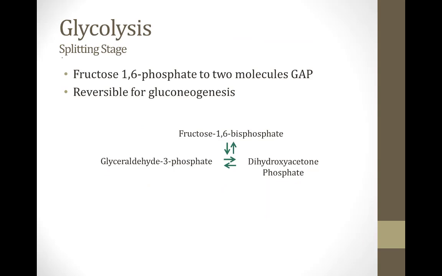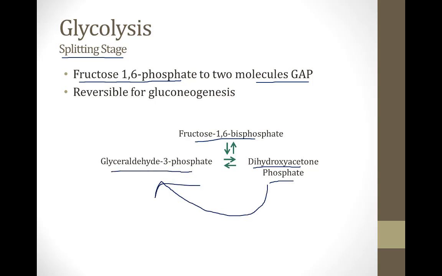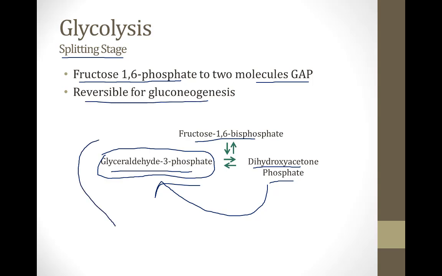Now let's talk about the splitting stage. This is where a molecule of fructose 1,6-bisphosphate is converted into two molecules of glyceraldehyde 3-phosphate. Initially, the molecule is divided into dihydroxyacetone phosphate and glyceraldehyde 3-phosphate, but this molecule can be converted into GAP, and therefore you end up with two molecules of glyceraldehyde 3-phosphate. All of these reactions are reversible, and therefore gluconeogenesis can go in the reverse direction to synthesize glucose from pyruvate.